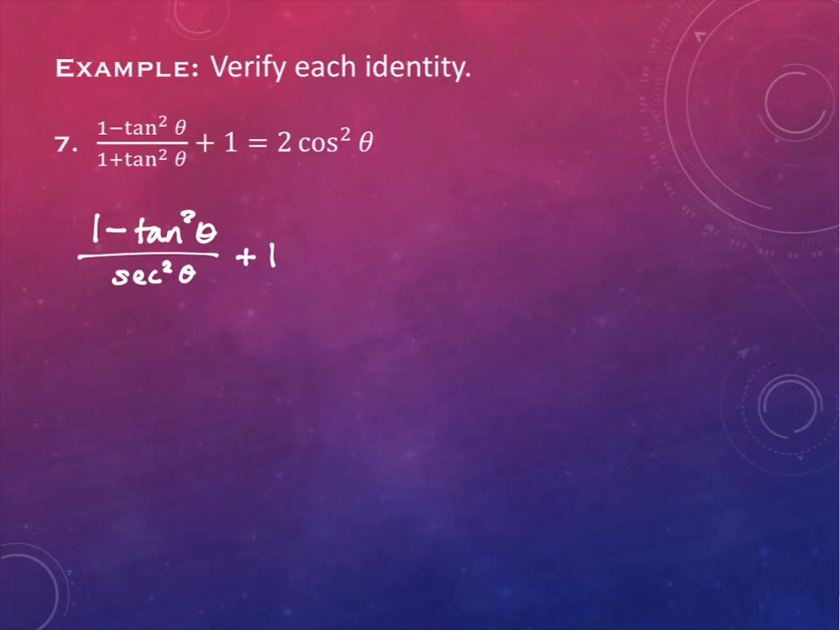Any other thoughts we might be able to handle? Would you want to change the 1 to sine squared plus cosine squared? You might be able to do that, but then I still don't have anything that's simplifying with the tangent. So it's not that it couldn't be done. I don't think it's going to end up being helpful because it doesn't combine with the other piece right away. Yeah?